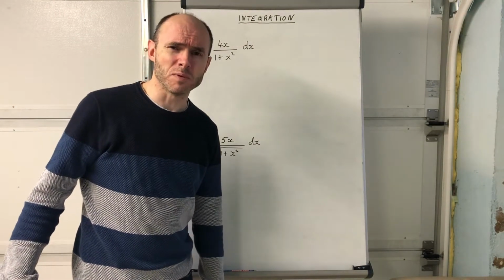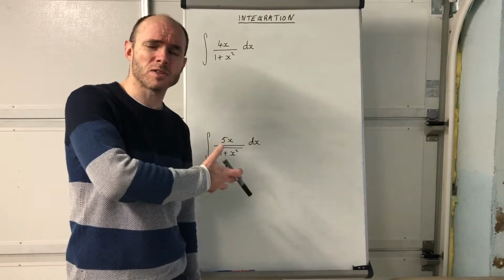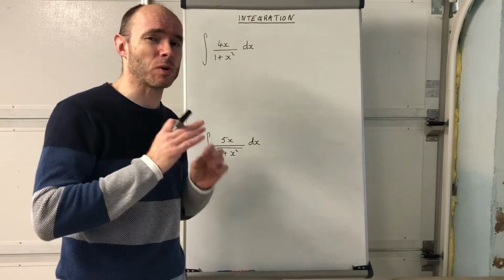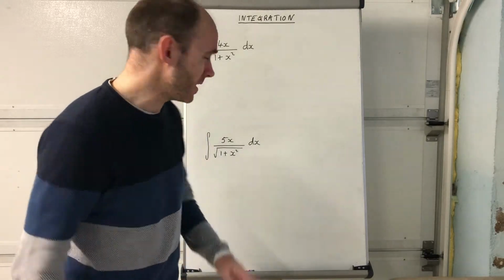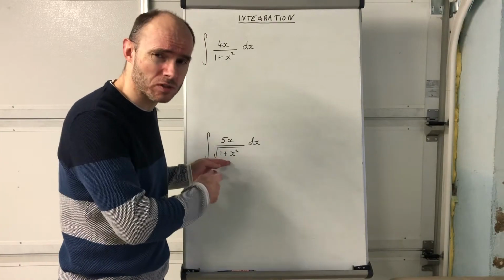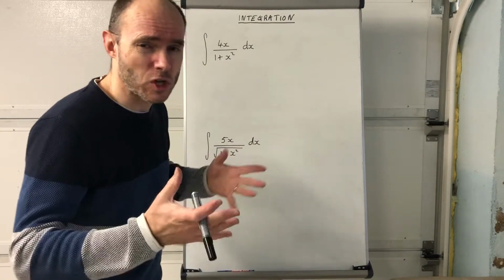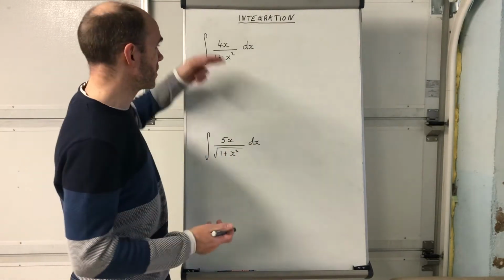Right, next couple of examples. I've put them both up at the same time because I want to talk to you about the differences between them. They may look similar, but they've actually got completely different answers. This one has a square root in the denominator. This one doesn't. That has a huge implication, particularly when we look at the numerators.